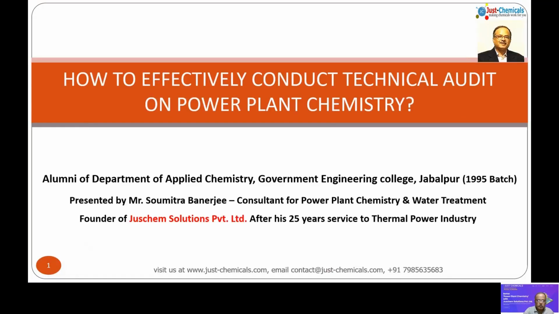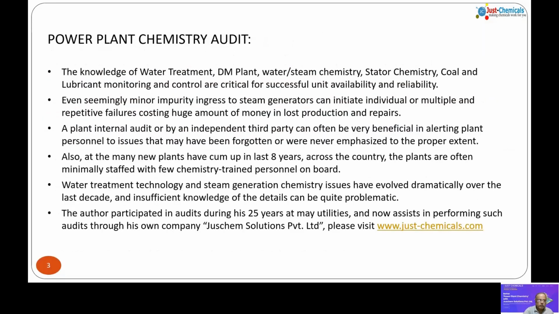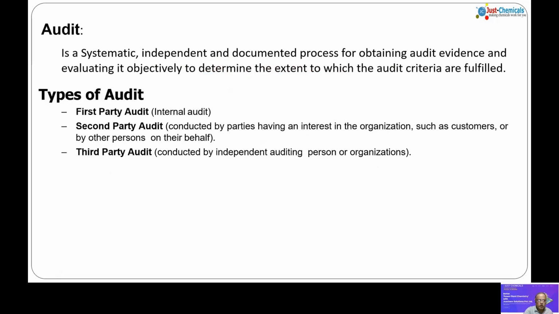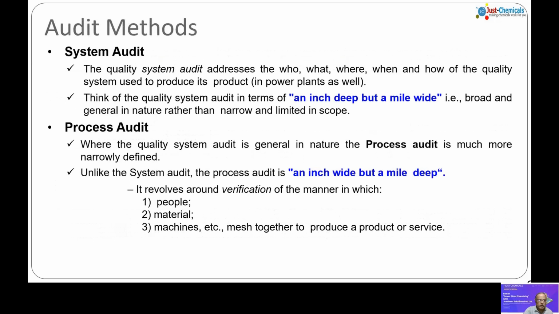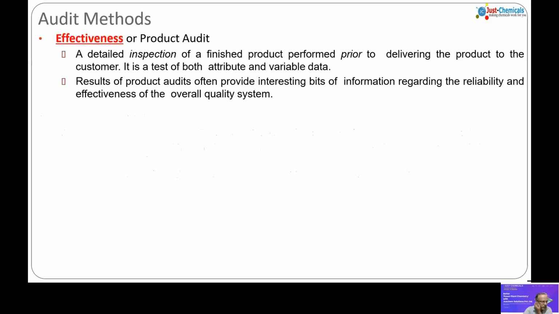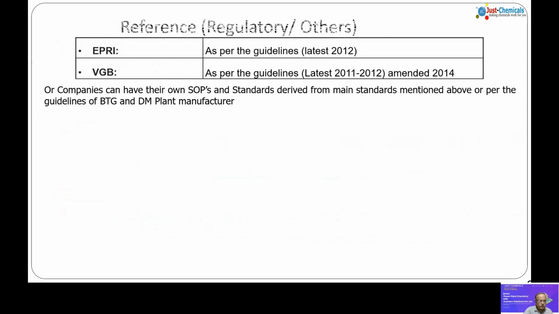In this, we'll talk about the different parts of the chemistry department. We'll talk about the power plant chemistry audit, what it is and why it is required. The why part will be covered, and then we'll go towards the how part, the types of audit. We're going to talk about the first party audit, the internal audit only, and what is internal audit, how we have to audit the things, the process audit we have to do. We are going to talk about the effectiveness, compliance, and most importantly, the efficiency in this audit.